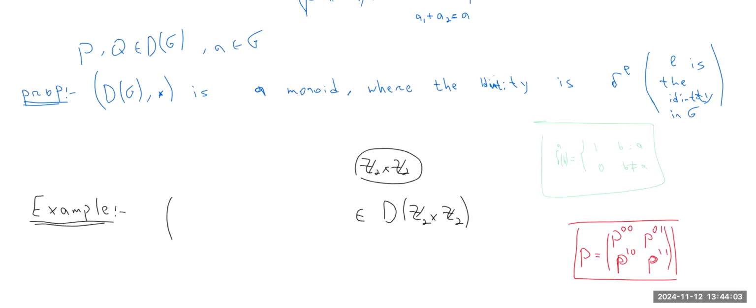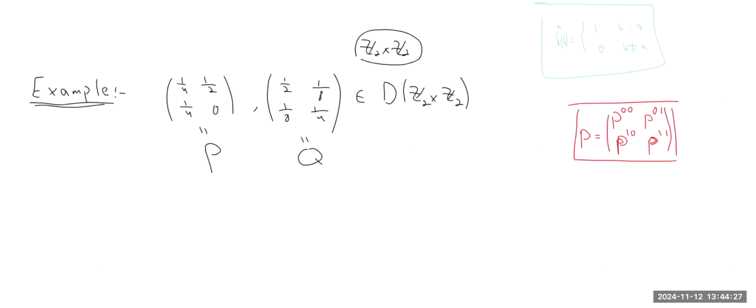So let's choose two like this. This is P, and this is Q. Instead of writing that P of 0, 0 is a quarter, and P of 0, 1 is a half, and things like this, I will write it as a matrix, and you remember the places, where 0, 0 is, where 1, 1 is.